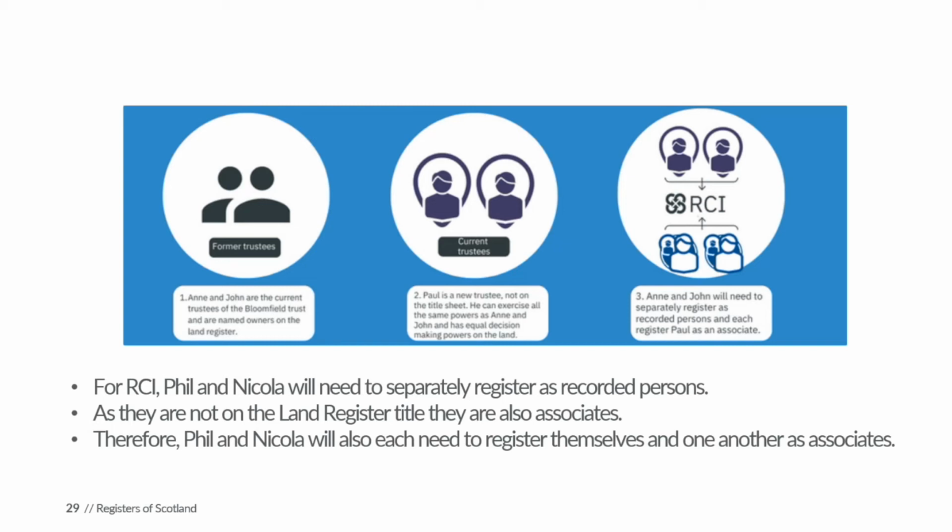So to be completely clear, when Nicola registers as a recorded person, she will add first herself and then Phil as an associate. When Phil registers as a recorded person, he will first add himself and then add Nicola as an associate. It must be made clear that they are submitting on that basis by answering yes to the question, have all trustees in the title ceased to be trustees, when filling out the online application.